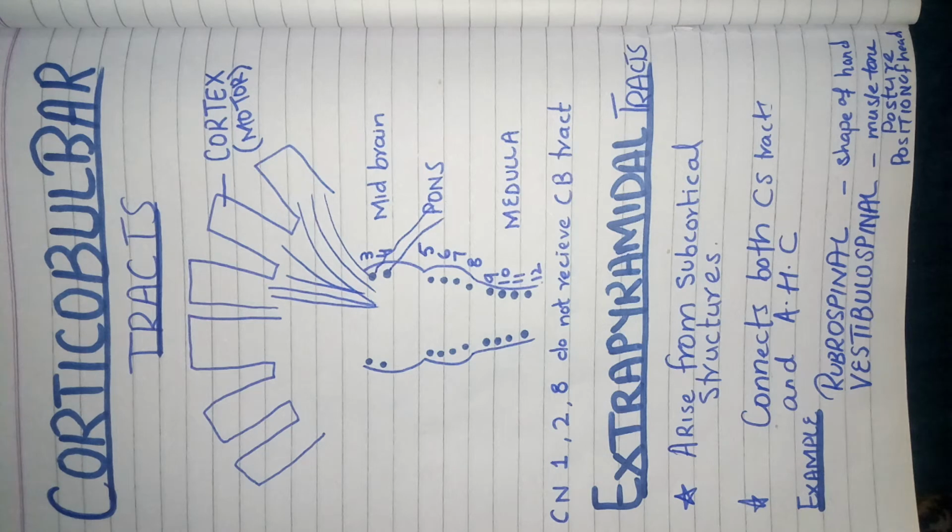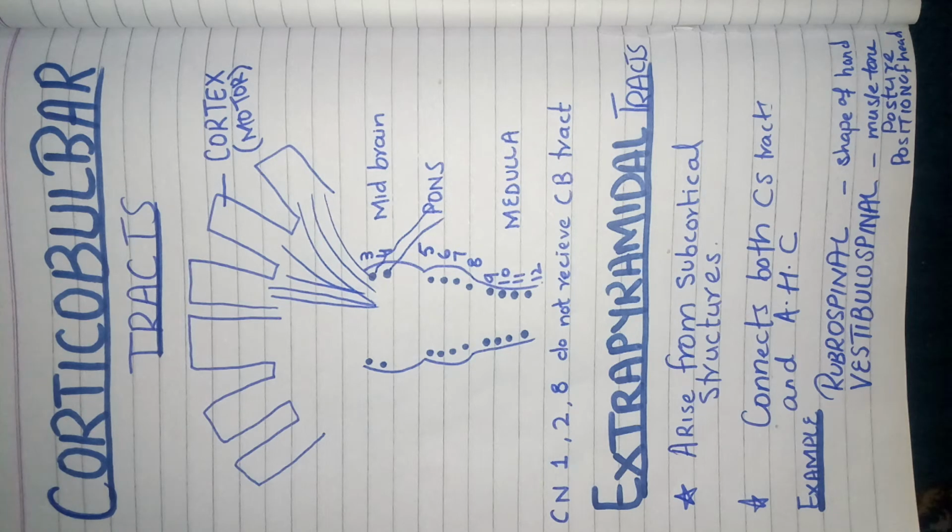For example, if a movement is performed, like knee flexion or knee extension to kick a football, the extrapyramidal tract will decide which muscles need to contract, which muscles need to relax, what should be the force of contraction, what should be the pace of the contraction, and what should be the timing of the contraction. Everything will be decided by the extrapyramidal tract.